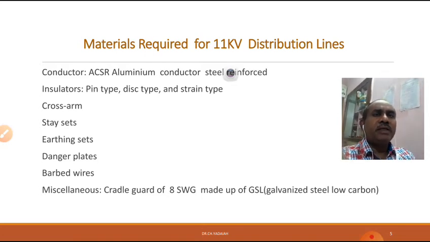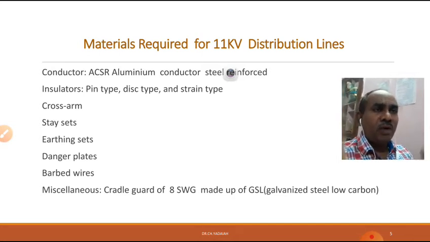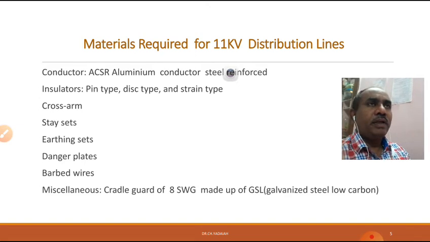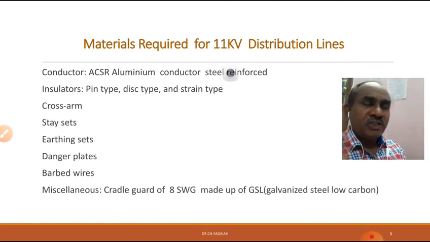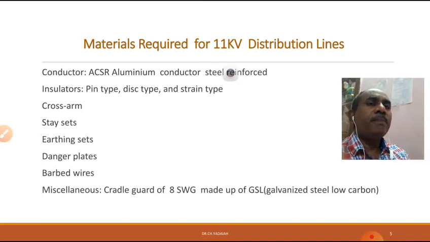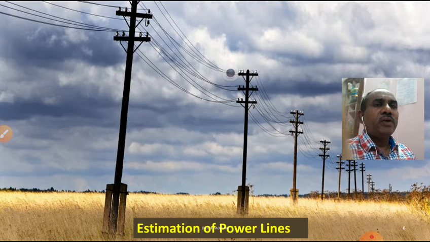There is also cradle guarding of 8 SWG GI wire, galvanized steel, low carbon material, for crossing of our power line over any road, railway track or any other HT line. Then we are going to use this type of cradles. Next, now in this class we are going to estimate.